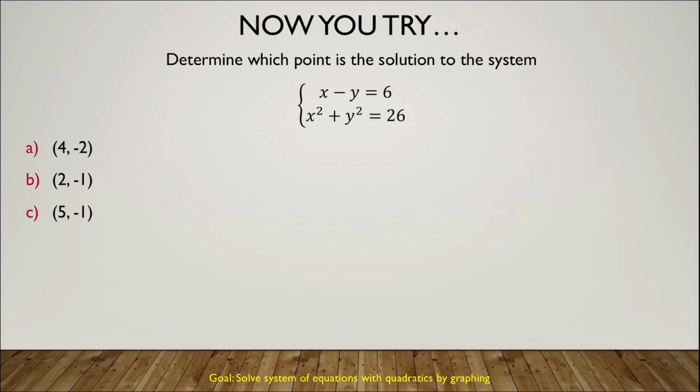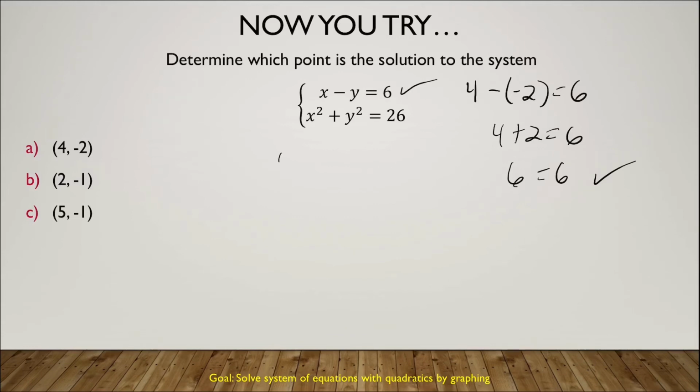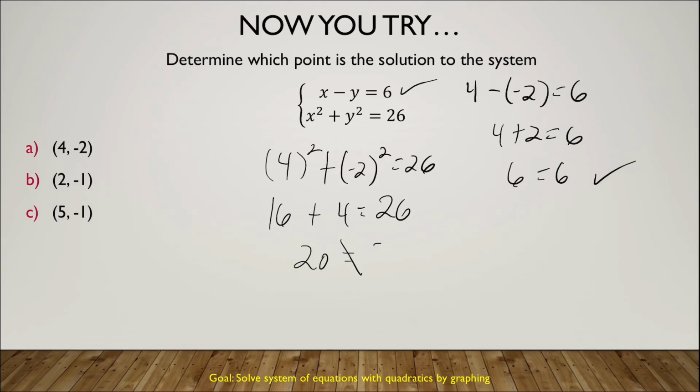Now I want you to try. Just determine which point is the solution to the system of equations. So we're just going to start with A. I'm going to say 4 minus a negative 2 equals 6. 4 plus 2 equals 6. 6 is equal to 6. That's a true statement. Now we have to check the second one. So I'd go 4 squared plus negative 2 squared equals 26. 4 squared is 16, plus negative 2 squared is 4. 20 does not equal 26. So we can cross that one out.